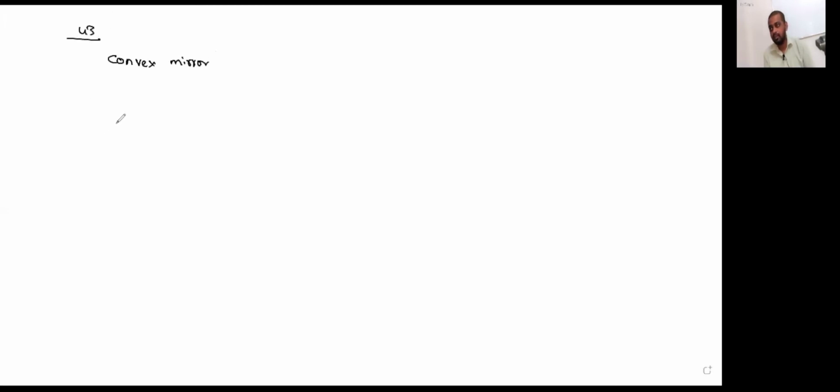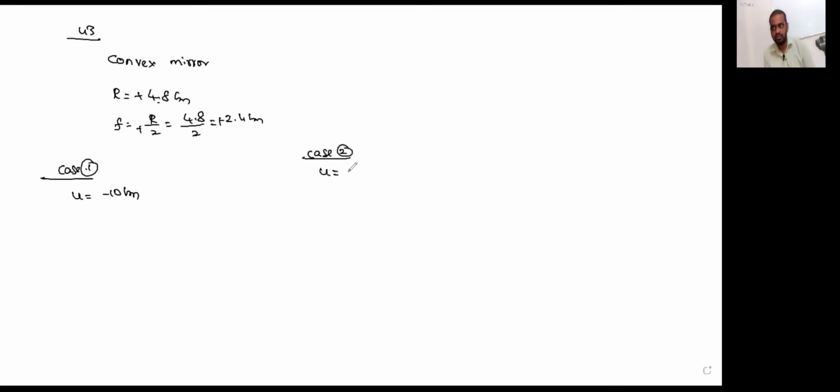All right, 43. So radius of curvature 4.8 centimeters, and the focal length will be f = R/2. 4.8 divided by 2 will be 2.4 centimeters. Anyhow, it will be positive only. In case 1, the object is placed at 10 centimeters, so u will be minus 10. And in case 2, the object is moved to a distance of 2 centimeters, so u is minus 2. From this, 1/f = 1/v + 1/u. From this, 1/v can be written as 1/f minus 1/u.